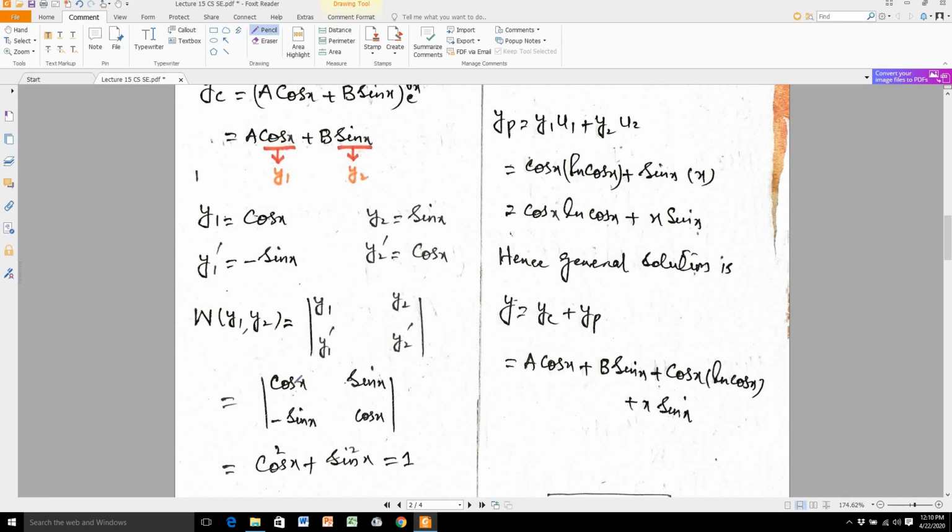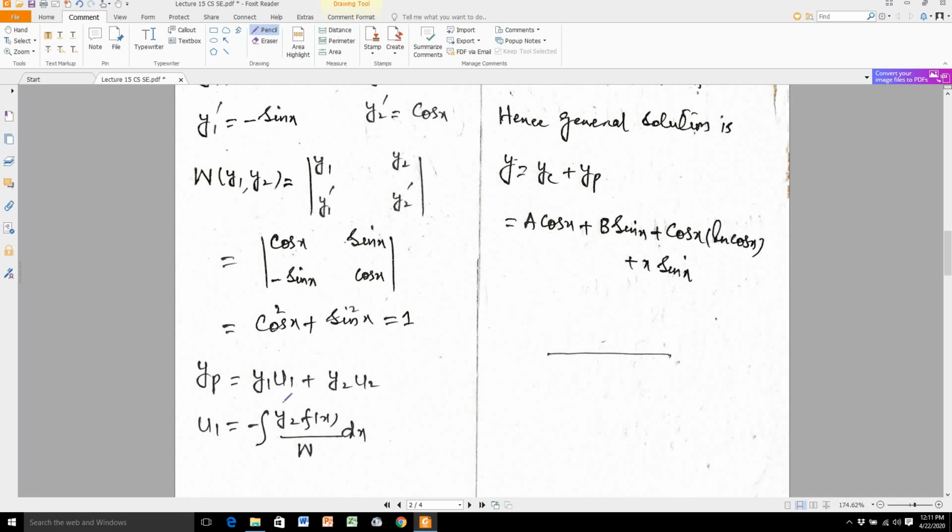Now what we do here, we expand the determinant, evaluate the determinant here. How you can evaluate this? You multiply the main diagonal elements, then put up the operation sign here, and then you multiply the secondary diagonal elements. Here you multiply cos with cos, that is cos square, then plus sin square x, and we know that it is the identity whose value is 1.